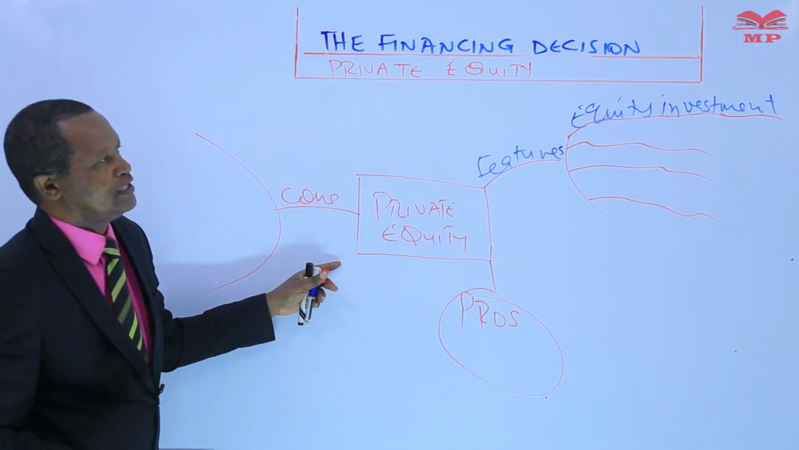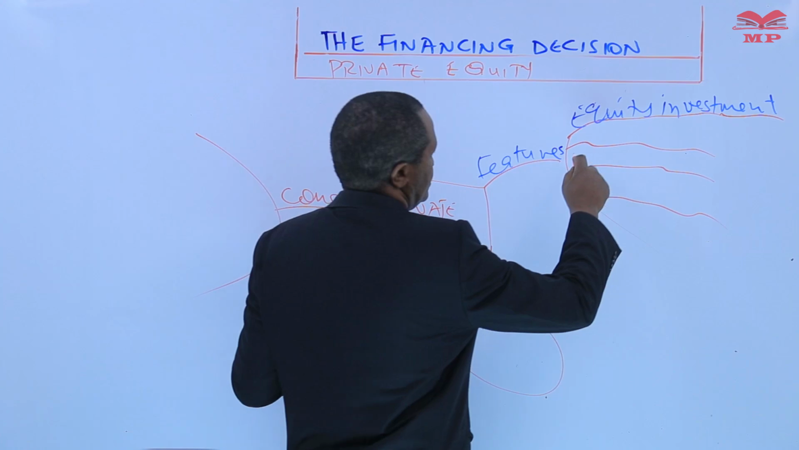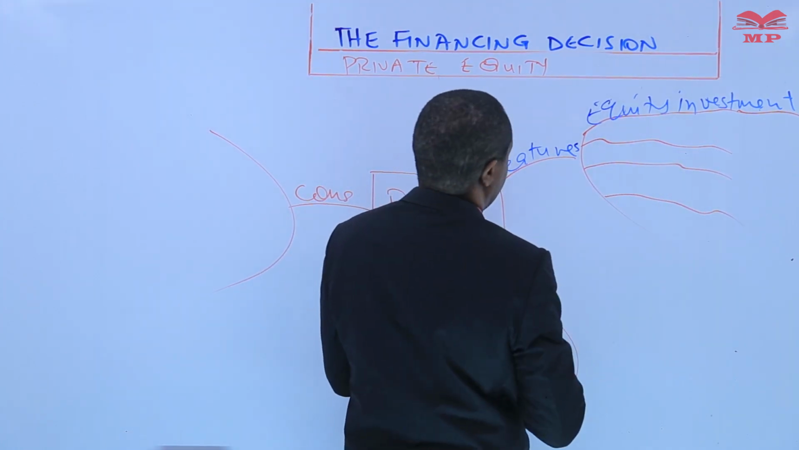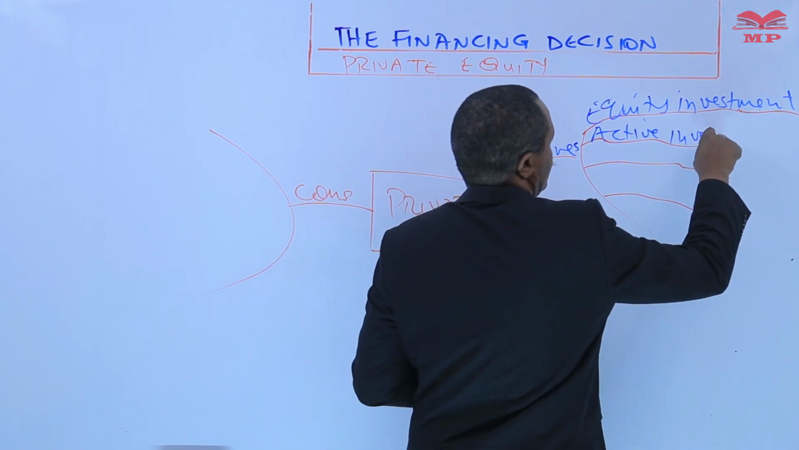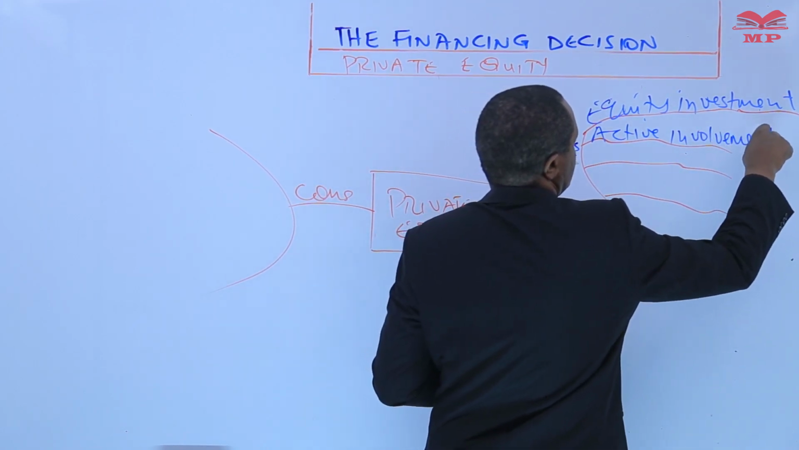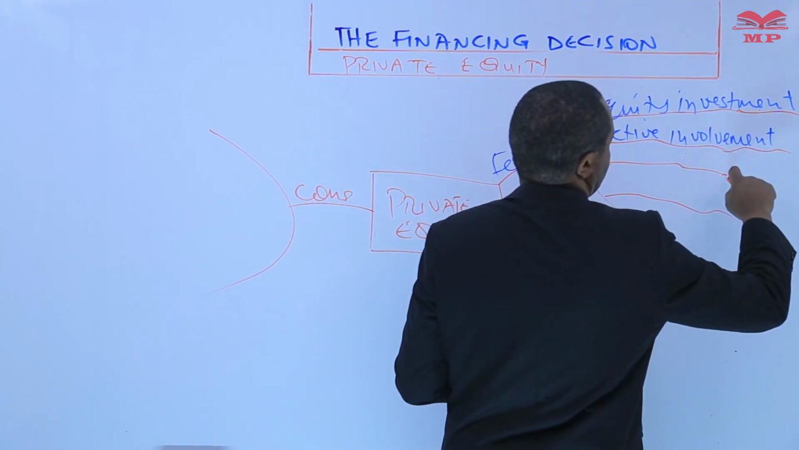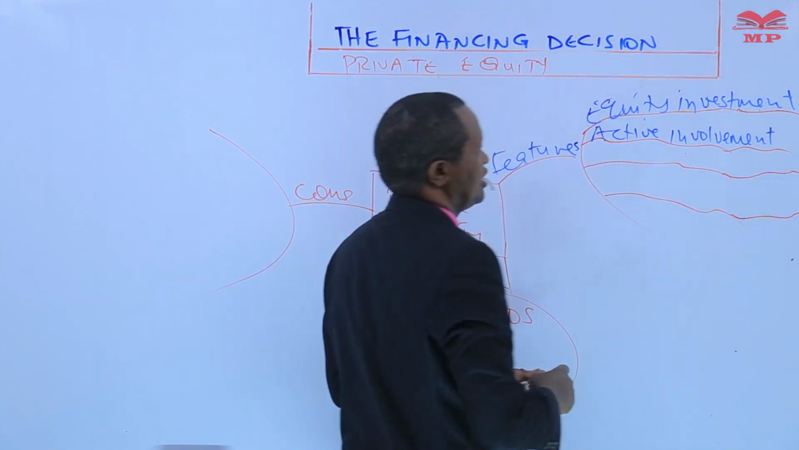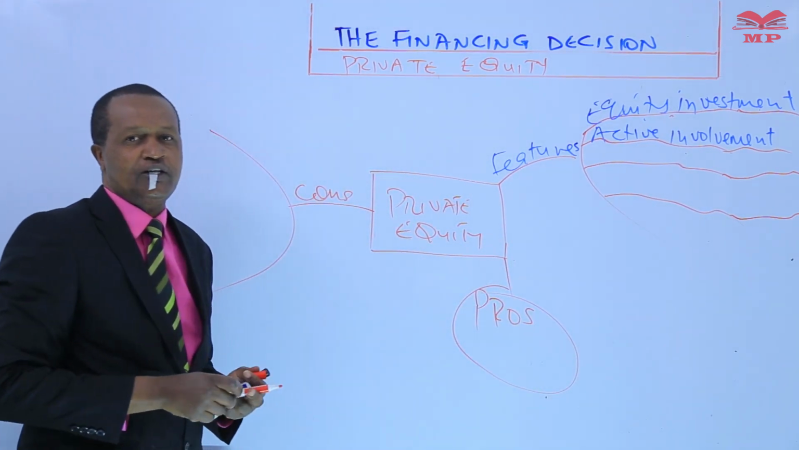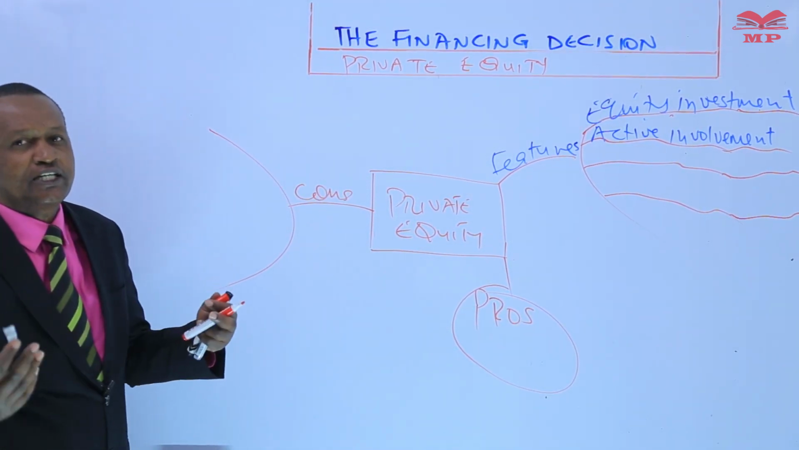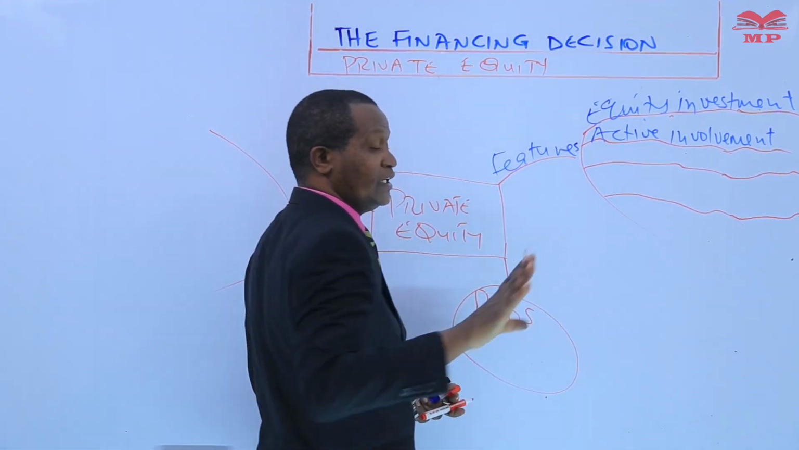Equity investment. Now, the second feature is active involvement. What does that mean? Now, private equity firms often take an active role in the management and the strategic decisions of the companies that they invest in.